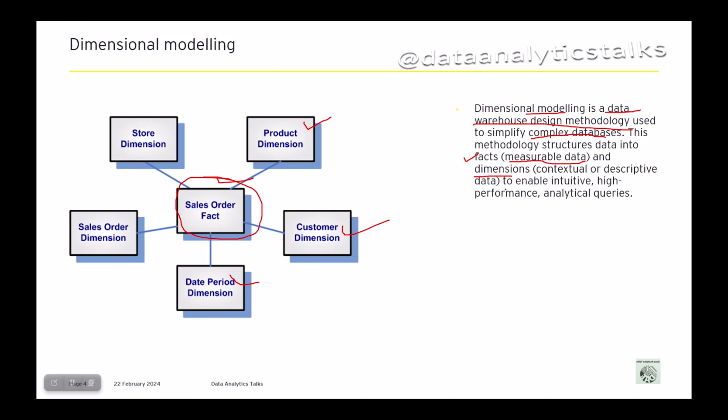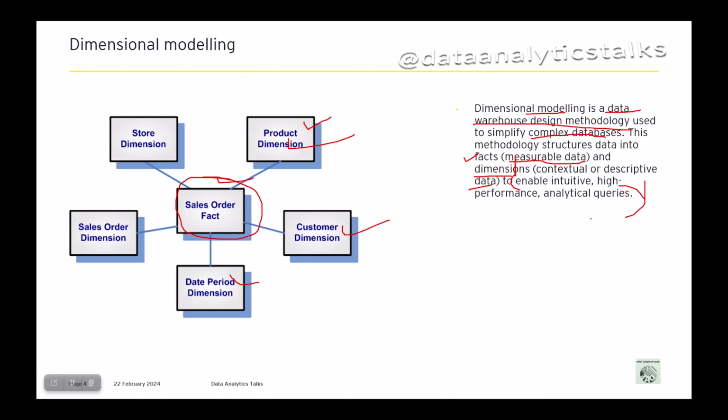What's the use of a dimension table? It is contextual or descriptive data. So remember that in the fact table, we are storing the measurable data. In the dimension table, we are storing descriptive or contextual data. What's the purpose of this? That is at the end of this definition, which is that it enables intuitive, high-performance analytical queries.